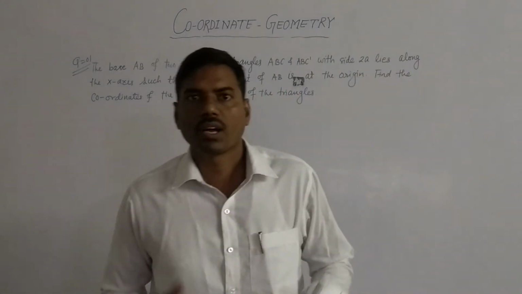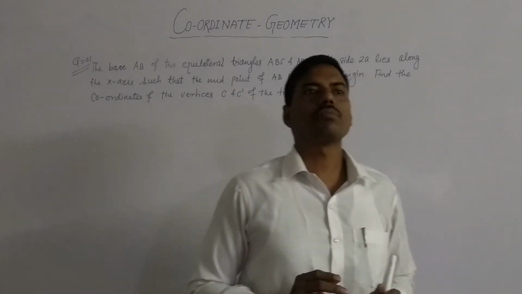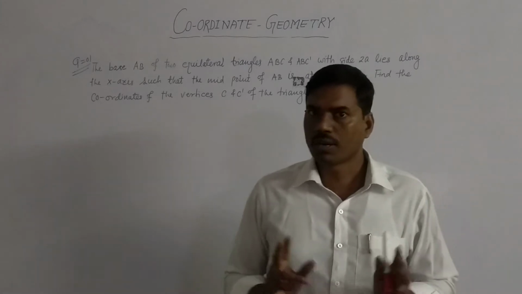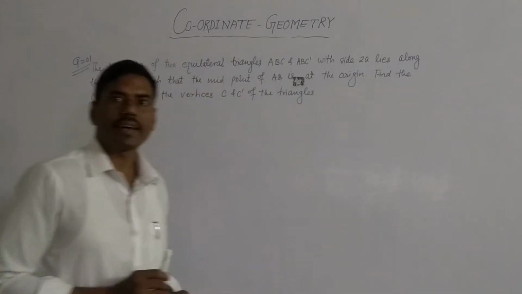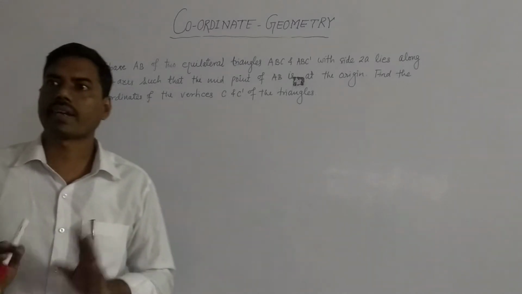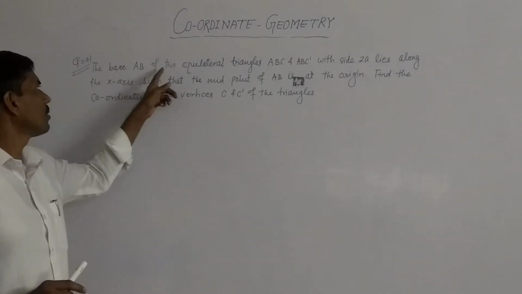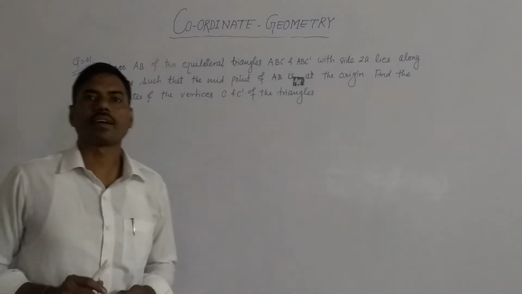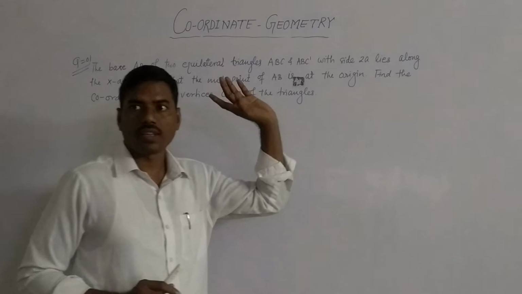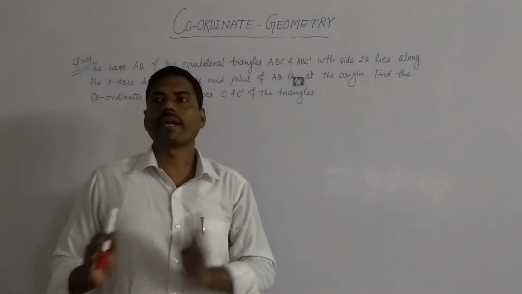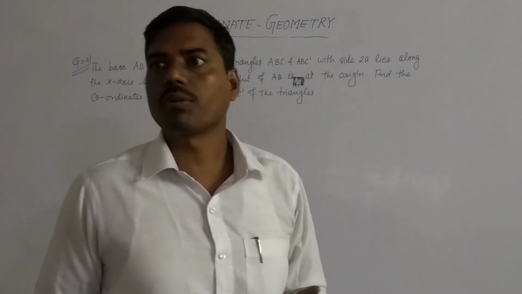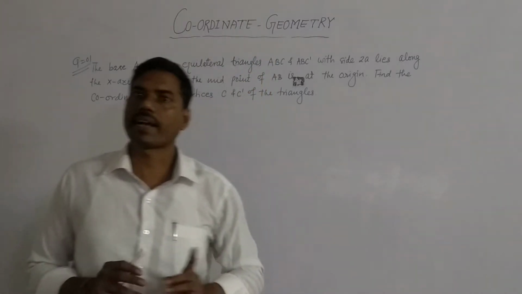Hello students, we have a question which is based on Cartesian system of coordinate geometry. The question is written as: the base AB of two equilateral triangles ABC and ABC dash with side 2a. We know that an equilateral triangle has equal sides, and each angle is 60 degrees.